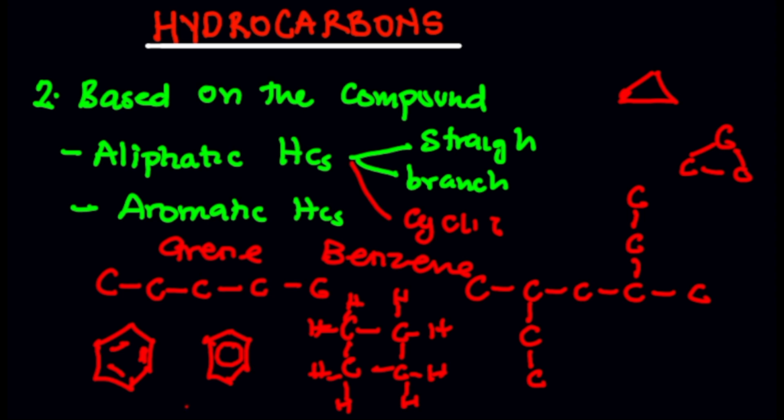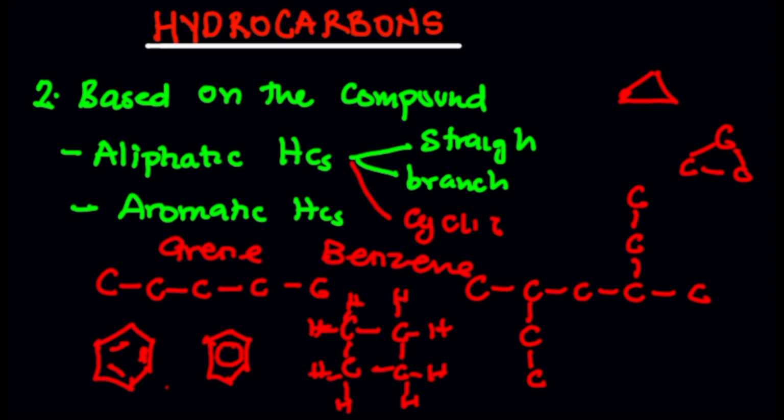Now, based on the number of benzene rings that are present, we have different types of aromatic hydrocarbon, right? We have aromatic compounds that contain just a single benzene ring. We have those that contain 2 benzene rings. We have those that contain 3 benzene rings, and so on. But once I get to aromatic hydrocarbon, I'm going to explain all these in detail.